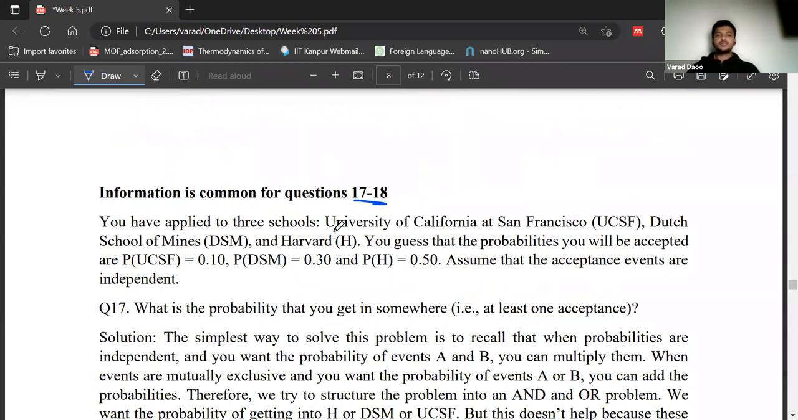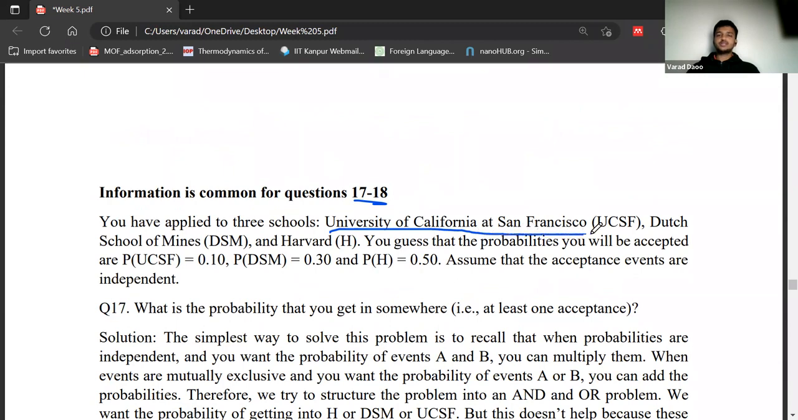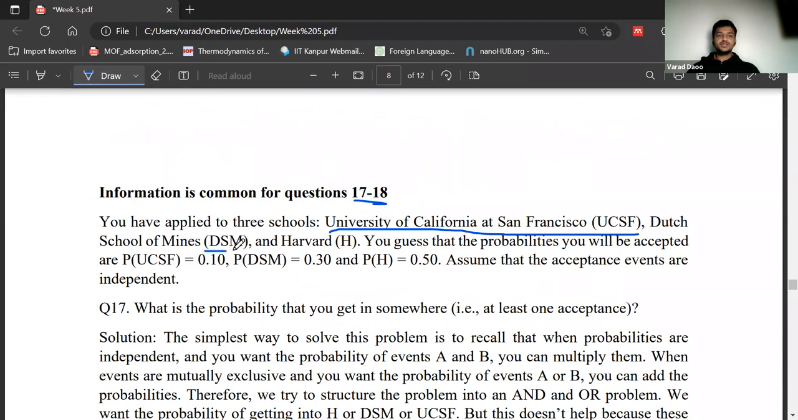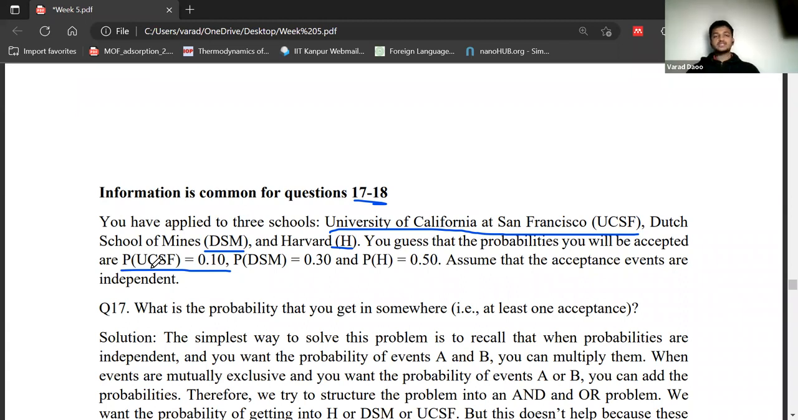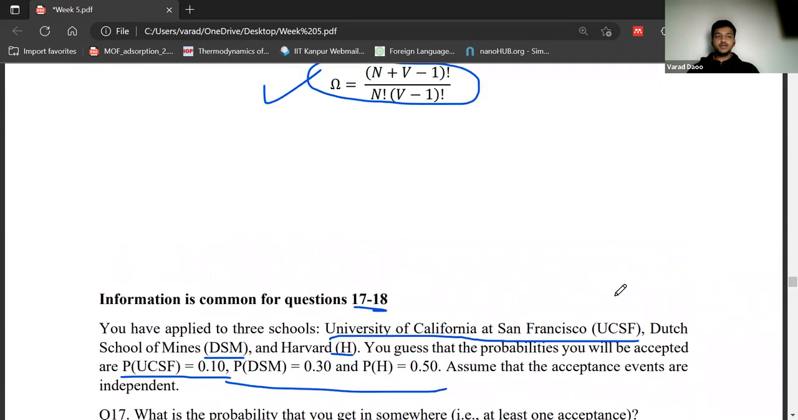You have applied to 3 schools: University of California at San Francisco, denoted UCSF, Dutch School of Mines, DSM, and Harvard. You guess that the probabilities you will be accepted are: probability of acceptance into UCSF is 0.1, probability of getting accepted in DSM is 0.30, and probability of getting accepted in Harvard is 0.50. So you are 50% likely to get accepted in Harvard. Assume that the acceptance events are independent.